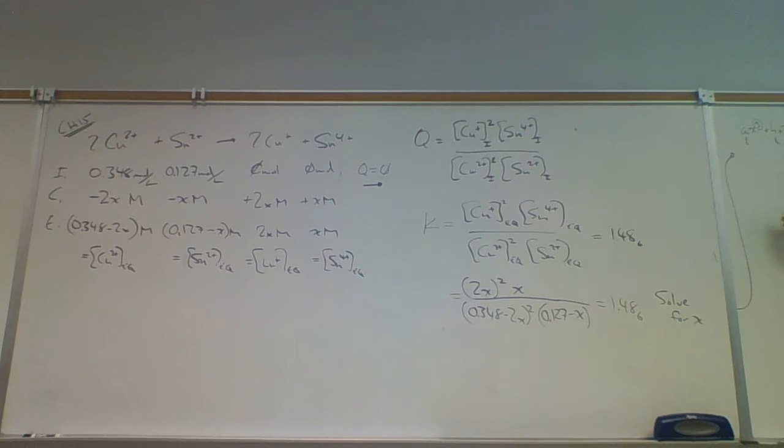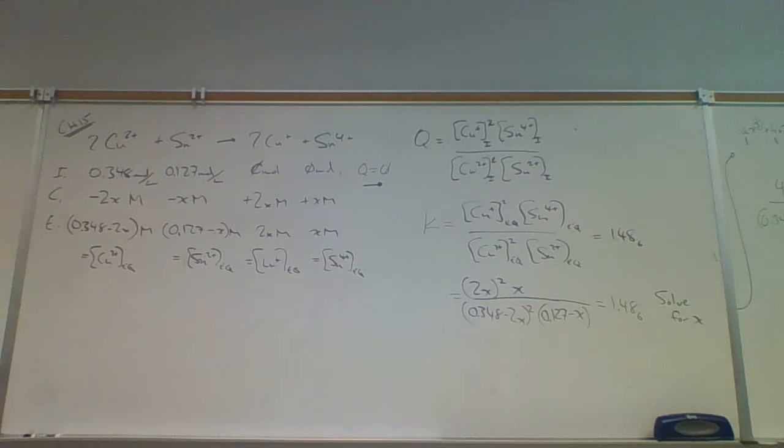Well, maybe I'll just try to simplify it. You know, 2x squared, it's going to be 4x cubed over 0.348 minus 2x, quantity squared, times 0.127 minus x, is equal to 1.486.